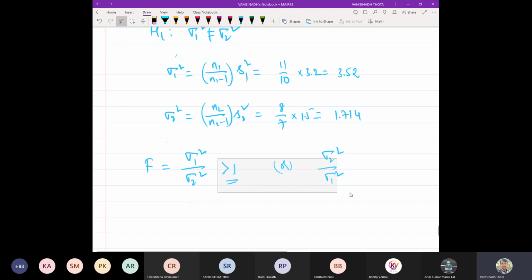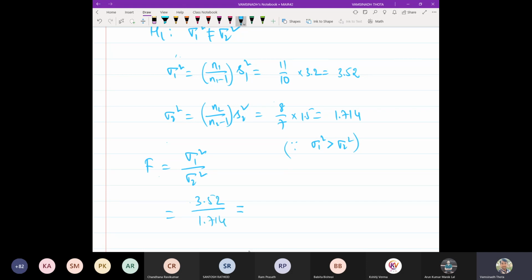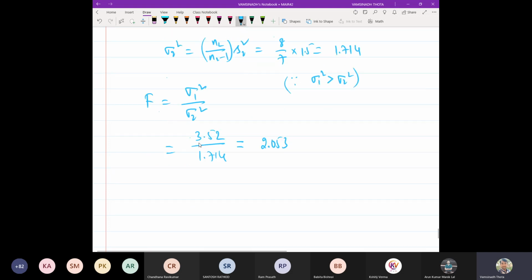So now here you look at here, since sigma 1 square is bigger than sigma 2 square, we have to follow the same order, sigma 1 square upon sigma 2 square. So sigma 1 square upon sigma 2 square is 3.52 upon 1.714. The value is 2.053 something. Okay.